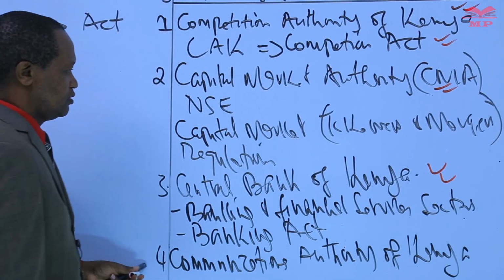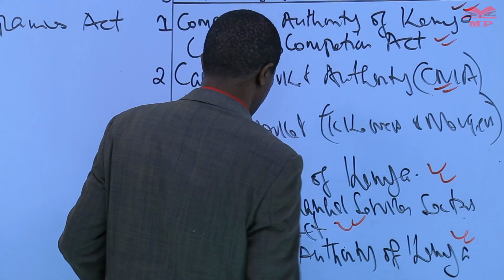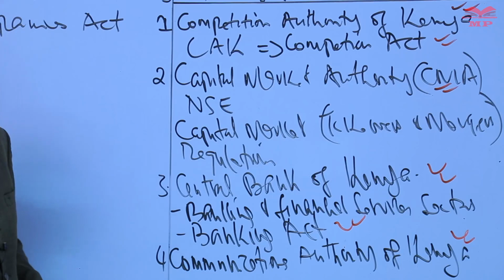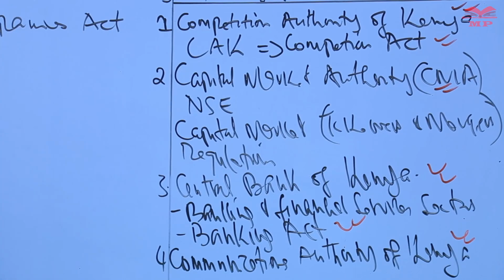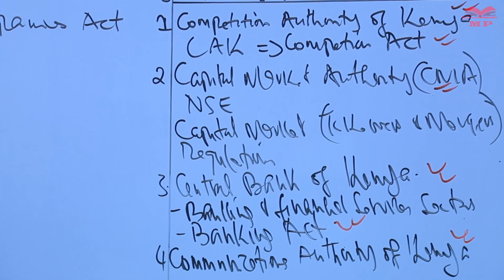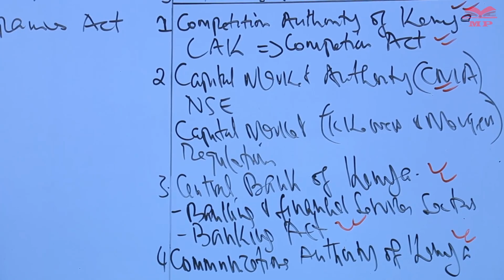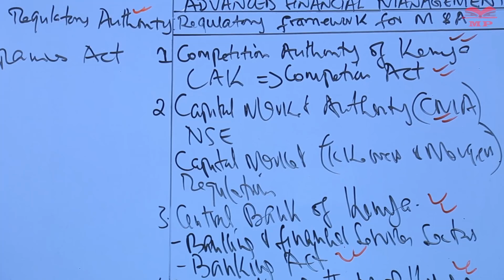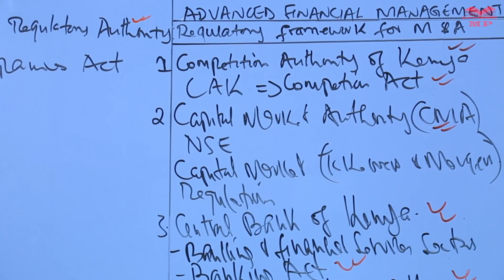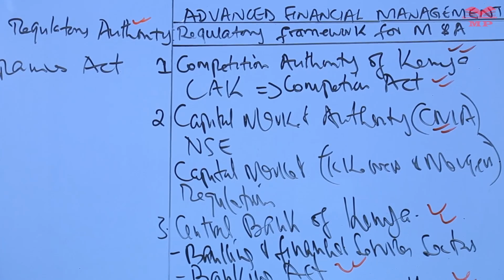Number 4, we have the Communications Authority of Kenya, which regulates mergers and acquisitions in the communication sector. We've also identified the Insurance Regulatory Authority of Kenya, which regulates mergers and acquisitions of companies within the insurance sector. So that marks the end of the lesson, where we've discussed briefly the regulatory framework for mergers and acquisitions in Kenya. Here is today's assignment.